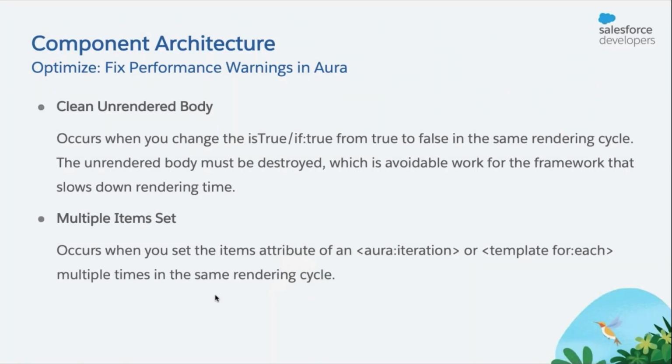Now, fix performance warnings in Aura. These two are the warnings that keep coming up in your console, saying that you have clean unrendered body, you have to clean unrendered body and multiple items.